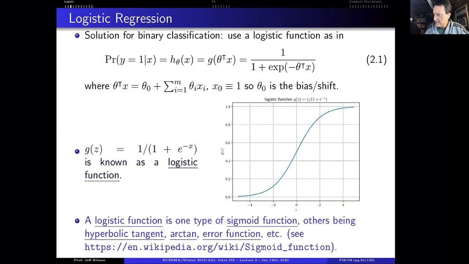And this, by the way, the logistic function, is one of many functions that are known as sigmoid functions. The sigmoid family includes the logistic, but also the hyperbolic tangent, the arctan, the error function, and a few others. There's a nice wiki page on various different sigmoid functions that you can go to. But today we're going to be talking exclusively about the logistic function, which is one of the sigmoid functions.